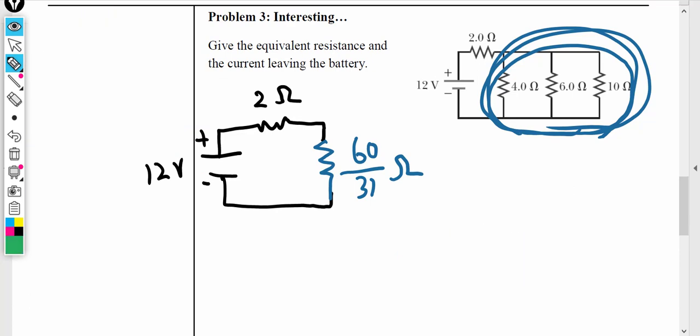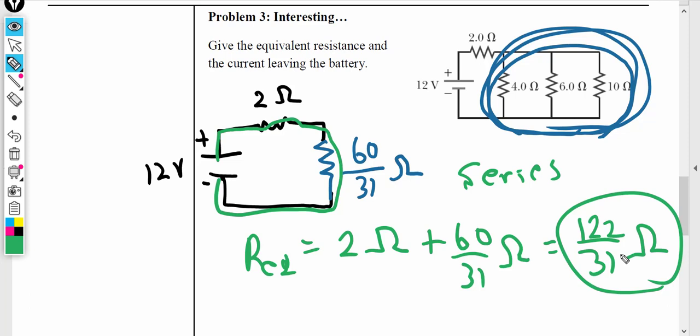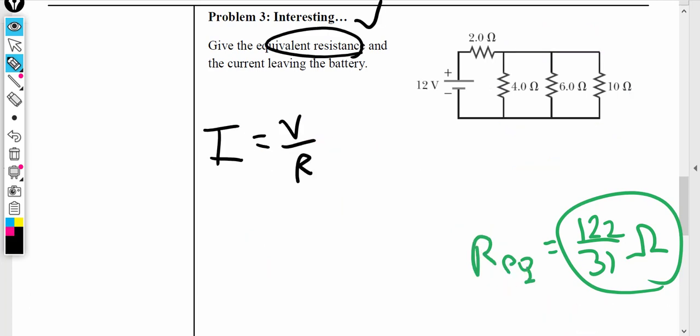Now we have 2 resistors in series. You notice that as the current leaves here, I'm not having to make a decision about where the current is going. It has only 1 loop to go through. So this is now a series configuration, and I can find the final equivalent resistance. In series, we just add them up. For those of you that want an exact answer, it'll be 122 over 31 ohms. If we were to get a decimal value for this, it's looking like maybe 3.94 ohms. Having done that, we found a total equivalent resistance for the entire circuit.